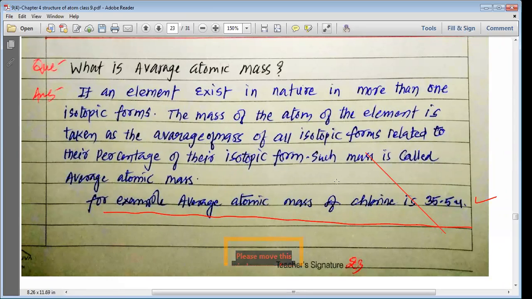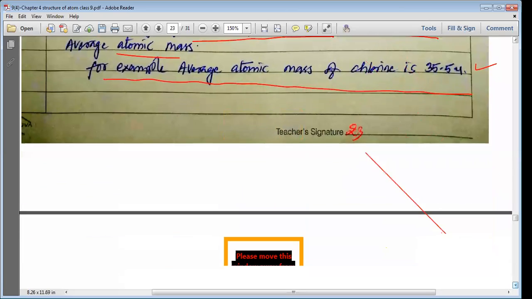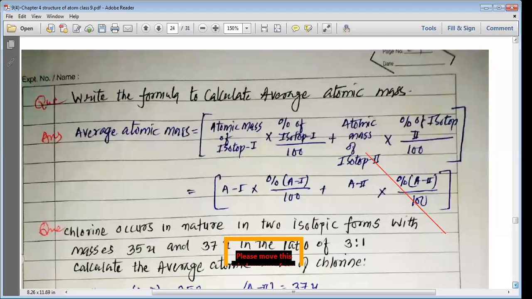I would like to read the text once again for you. If an element exists in nature in more than one isotopic form, the mass of the atom of the element is taken as the average of mass of all isotopic forms related to their percentage. Such mass is called the average atomic mass. Let us understand this with an example and then you will understand it better.